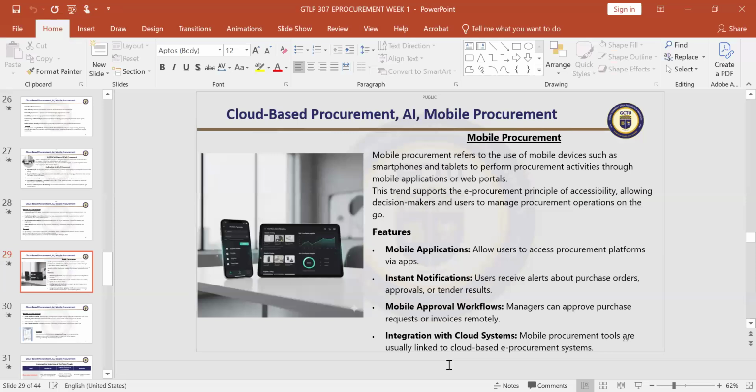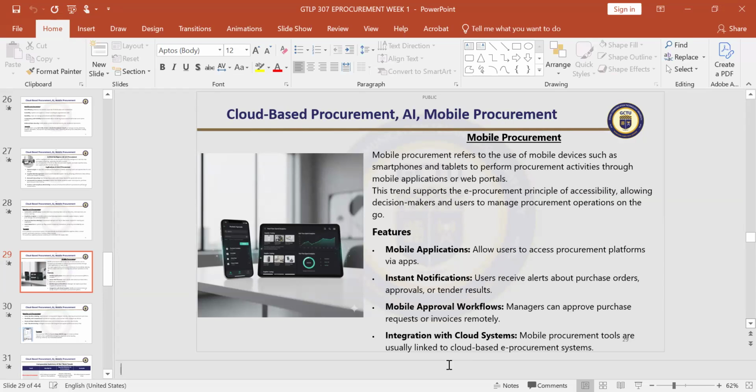Mobile approval workflows. Managers can approve purchase requests or invoices remotely, wherever you are. Let's assume you are out of office and there is anything that you have to approve. A procurement officer will send you a notification, and on your phone, provided you have internet, wherever you find yourself, you can approve it. And then integration with cloud system.